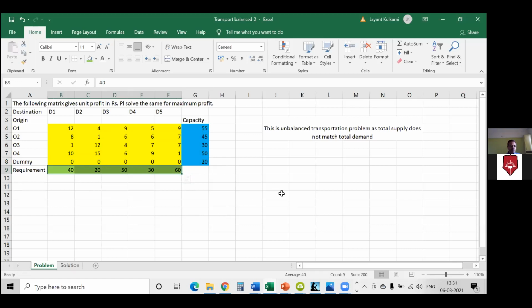Just like we solved the first 2 problems, we have to solve this problem also. The only difference is that this is a maximization problem because these are profit numbers and not cost numbers. Okay, otherwise there is absolutely no difference. We do it in exactly the same way that we had done. Okay, right.